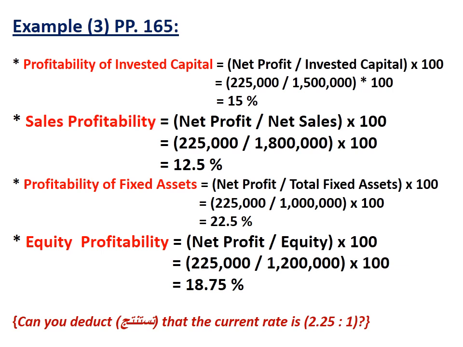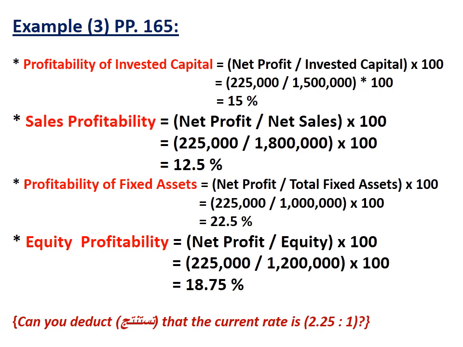Which profitability? If dividing profit to investment, so profitability of investment. Profit on capital, so profitability of capital. Profits on sales, so profitability of sales. Profit divided fixed assets, so profitability of fixed assets, and so on. Example 3, page 165.